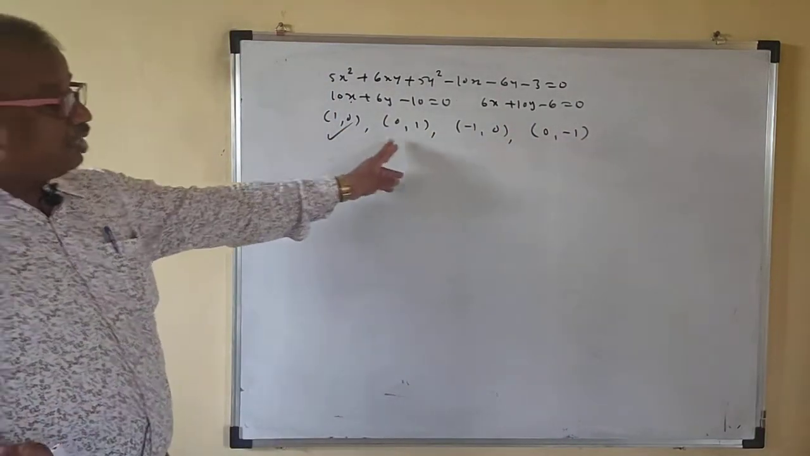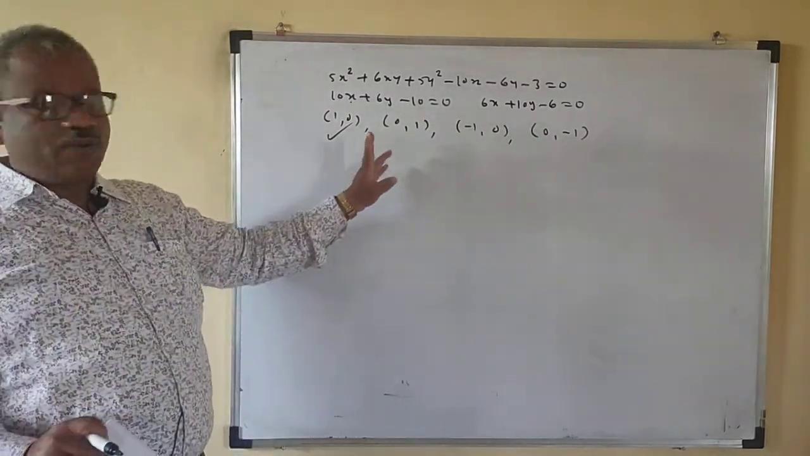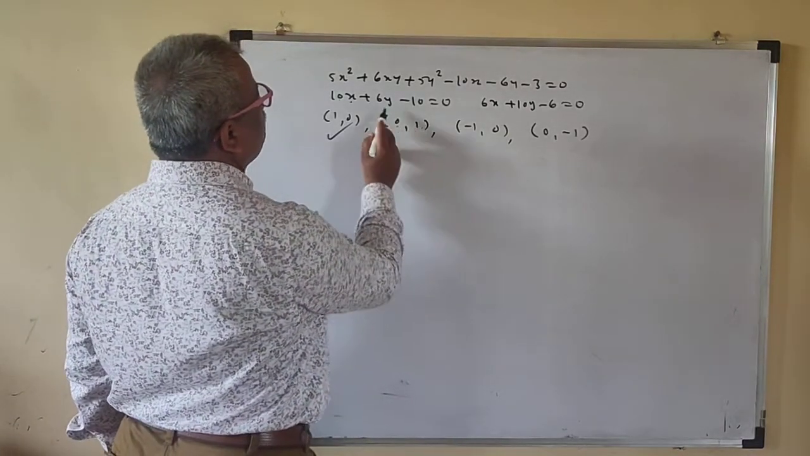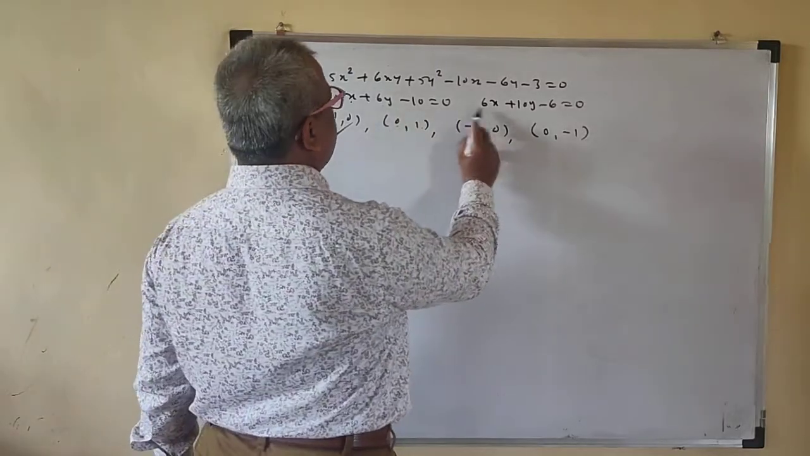Now check that these three will not satisfy both the equations. They will satisfy one equation but not both. So now see this 0. For this, y is equal to 1 and x is 0, so this is not 0, and this is not 0.